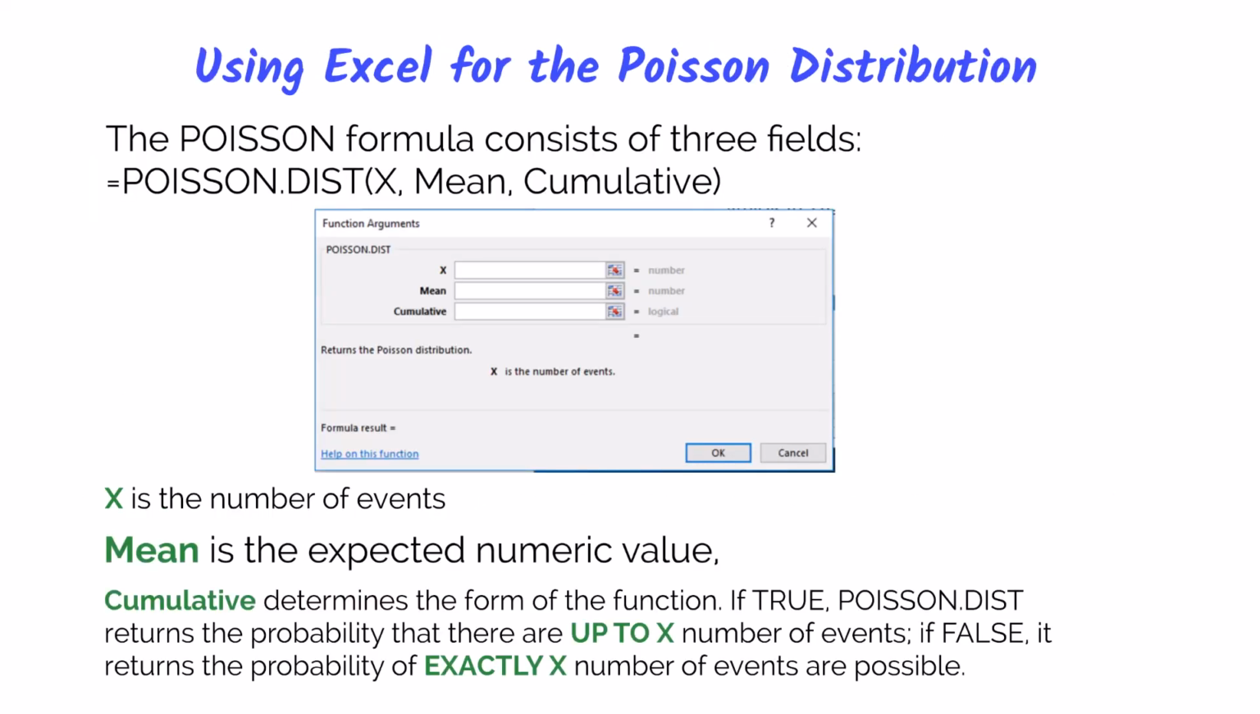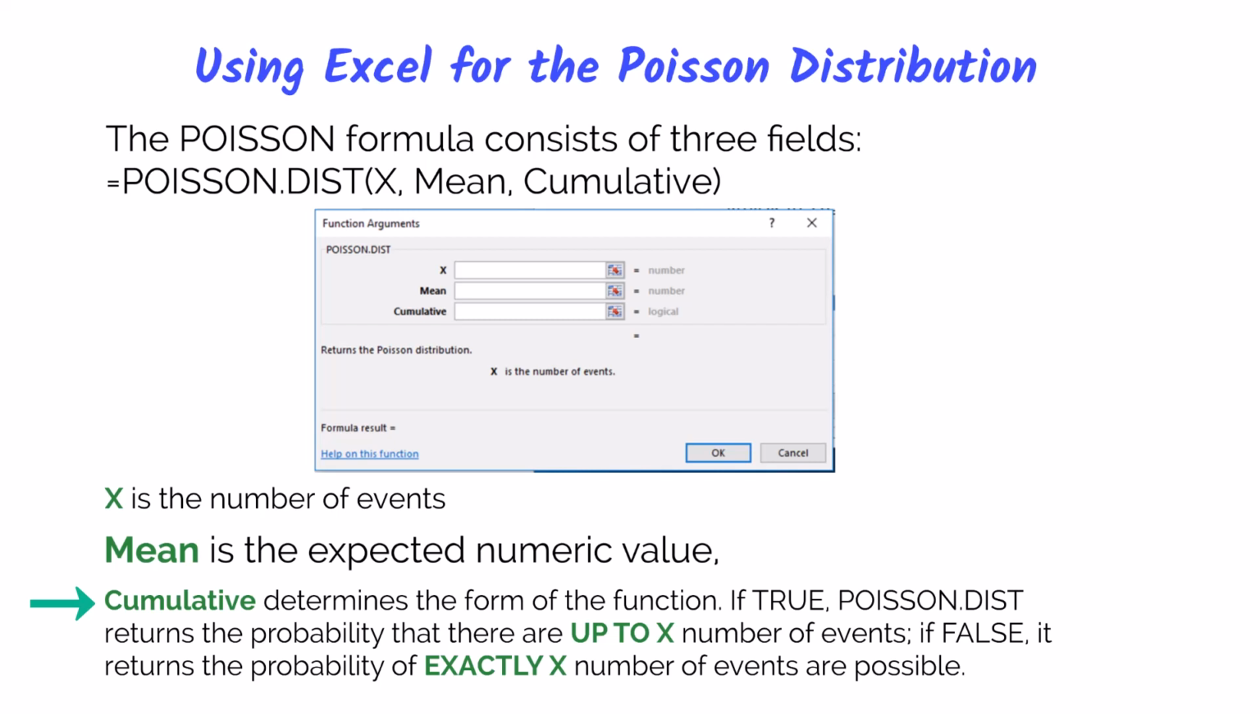So the Poisson function in Excel consists of 3 fields. We have the x, which is our expected number of events, the mean, which is lambda multiplied by t, and then whether we want to return the cumulative probability. So this is like what we've seen before in our other distributions, where if it's true, that means our distribution is cumulative. That means it reads from the left to the right of the curve.